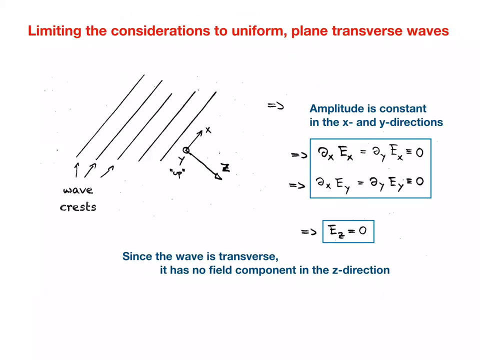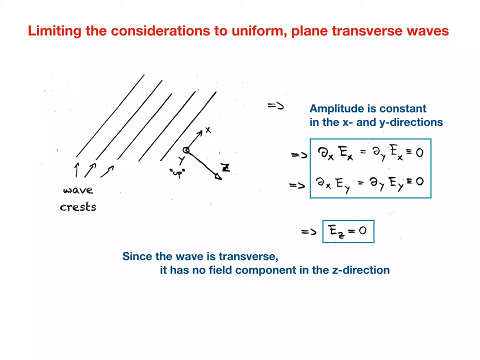So far we have only assumed that the wave has a single frequency and that its propagation is harmonic. In order to limit the considerations further without affecting the general conclusion, we may decide that our waves are plane and transverse. That's illustrated here. The propagation direction of the plane transverse waves may be the z direction. That means the wave crests are parallel to each other as indicated.